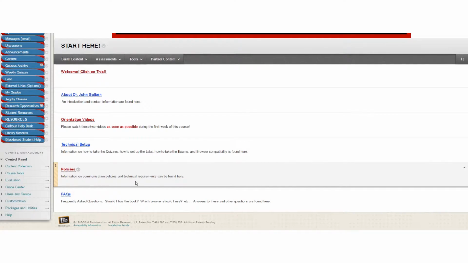Should you buy the book? Well, you could buy a previous edition of the book and save some money. So there's some discussion of that. We just use the questions from our own unique question sets, not from the book. So any previous edition of the book would be fine. And which browser should you use, and so forth and so on. So you want to check out the frequently asked questions for information there.